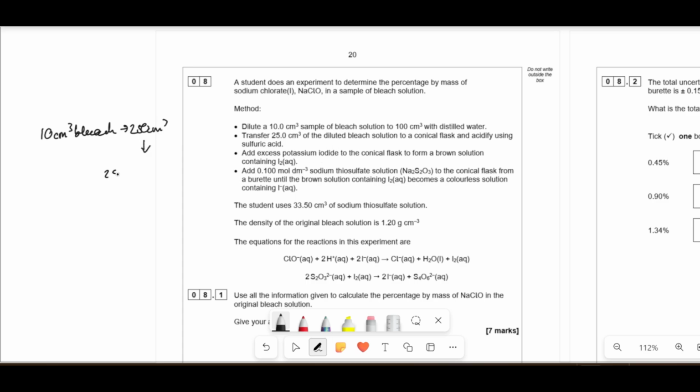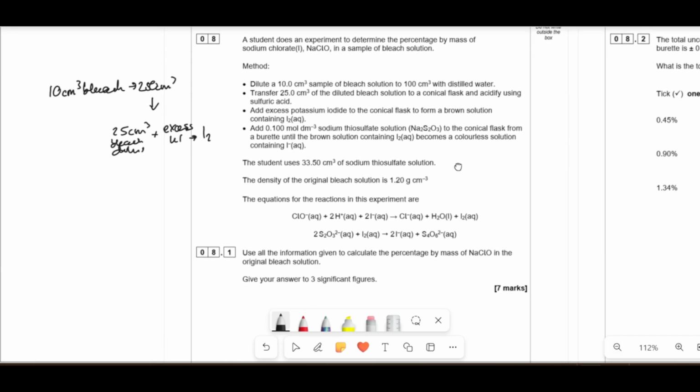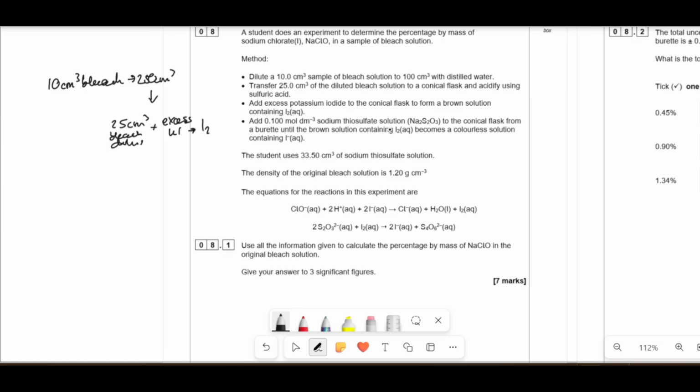They then took 25 centimeters cubed of this bleach dilution. And then obviously people love saying, oh, I titrated this and that. Just say what they did, reacted with what. So what they did is they added excess KI, and that led to I2. Then they added sodium thiosulfate to this whole thing.